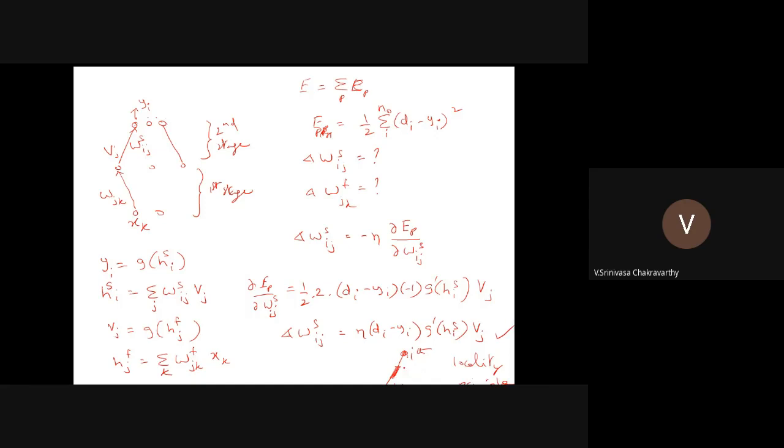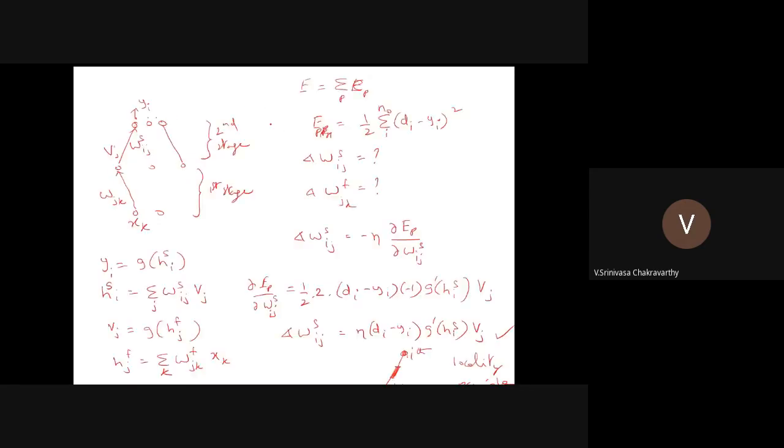But things are not that simple when you go to the first stage of weights. So here, let us see what happens. Extending this to delta Wf jk, delta Wf jk will be equal to again eta times dou Ep by dou Wf jk. So let us look at the gradient. Dou Ep by dou Wf jk will be equal to again half times 2 times.